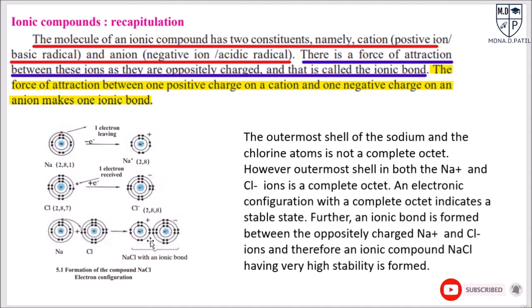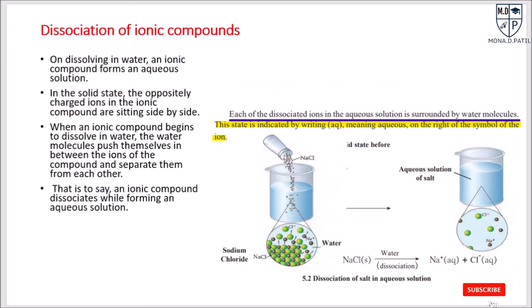Okay, and this bond is the ionic bond and forms sodium chloride as a salt. Here, sodium chloride has high stability because they share one electron and both the elements complete their octet.